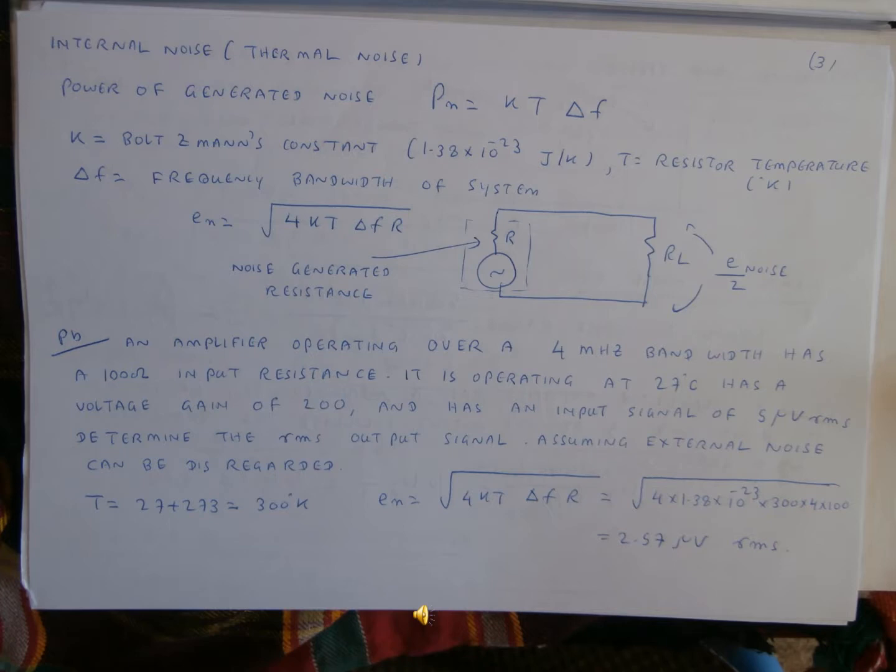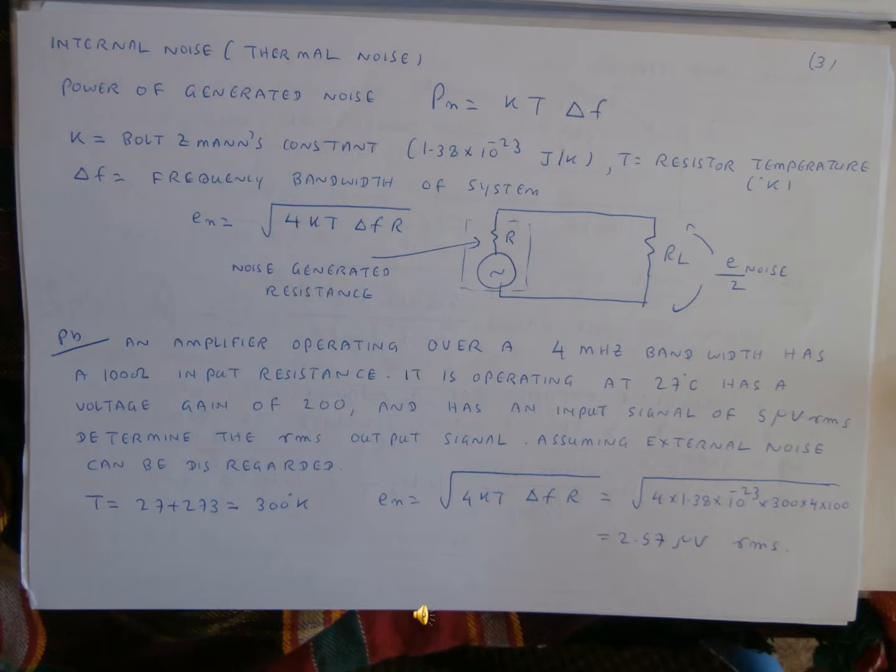So the model is represented by the noise generator and the input resistor in series, and then they are connected to the output resistor RS. This is our internal noise representation by the system circuit. And then we also calculate the problem.